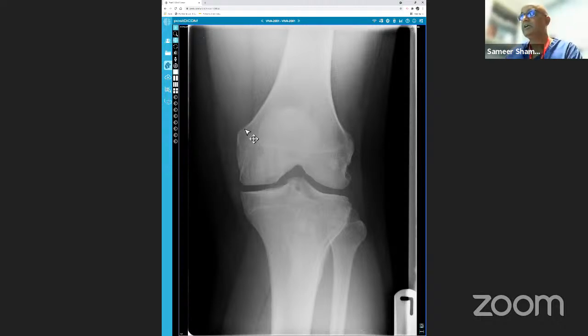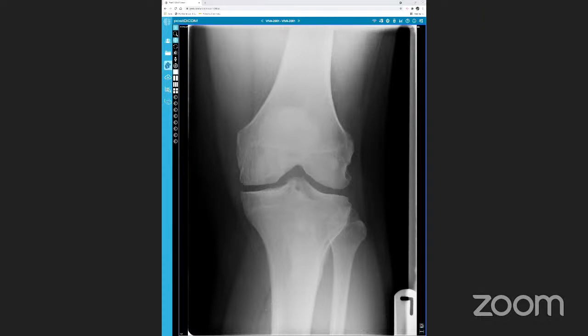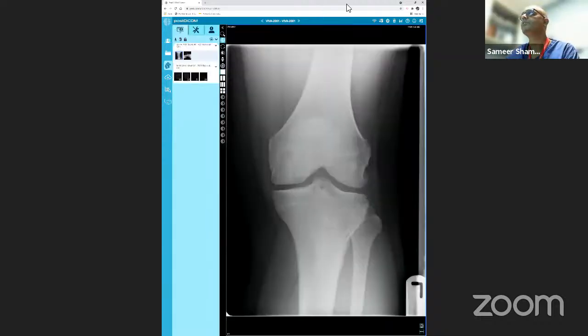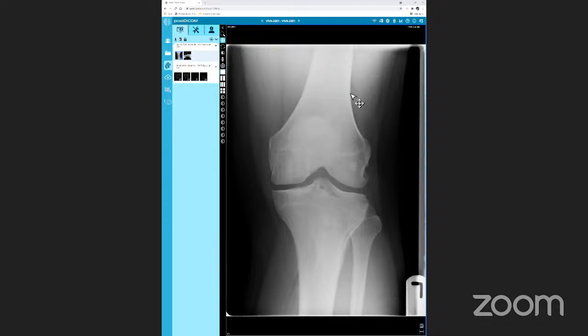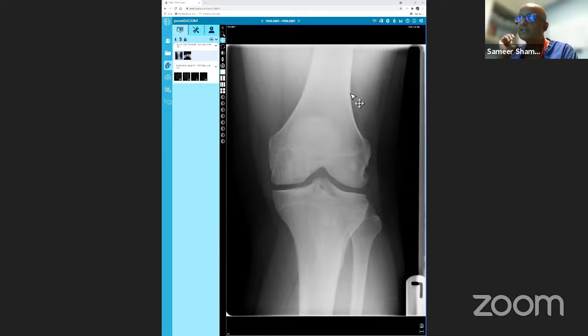Okay. Brilliant. So this is a patient who presented with knee pain. Are you okay to give me control? Yeah, sure. No problem. Here you go. Okay, so this is an AP radiograph of the left knee. Click on the image to take control, I think. Yeah, okay.